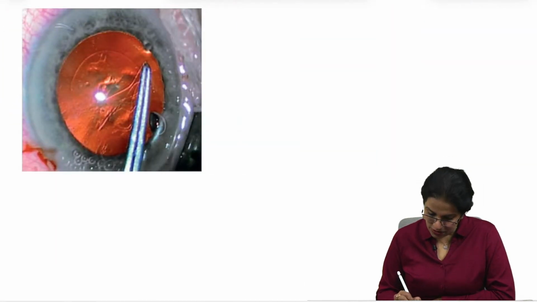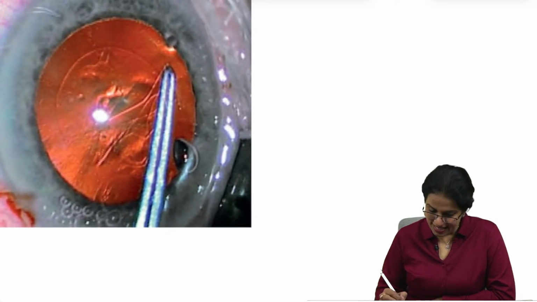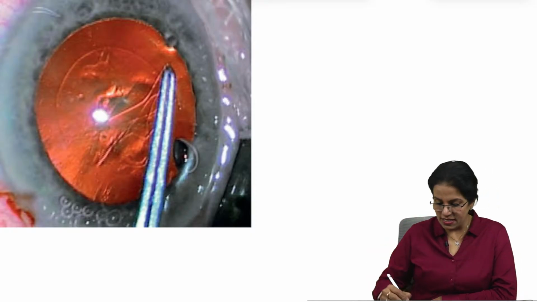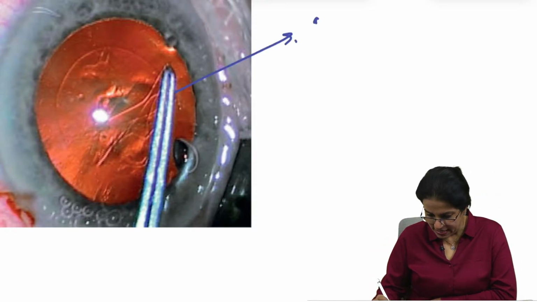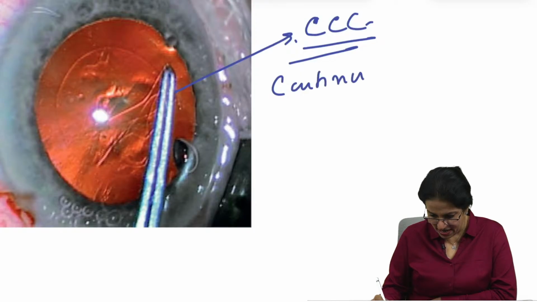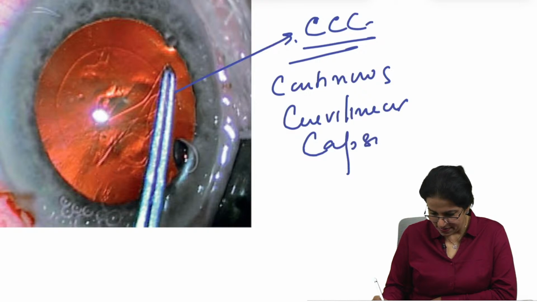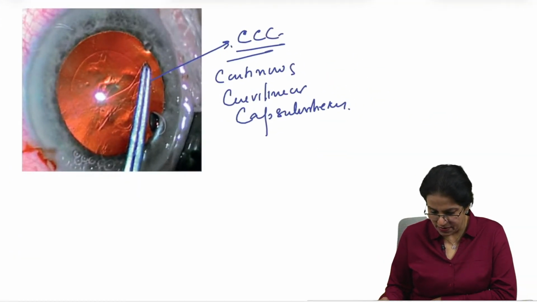Okay, we come to this image. What is this? If you see here what we are doing, which step is this? You are tearing the capsule in a round manner. This is your capsulorhexis, CCC. This is continuous curvilinear capsulorhexis.